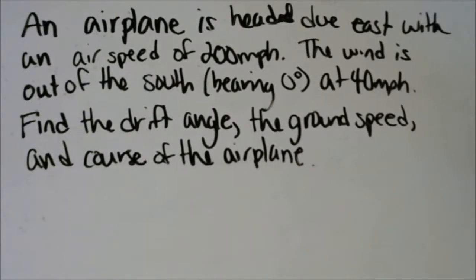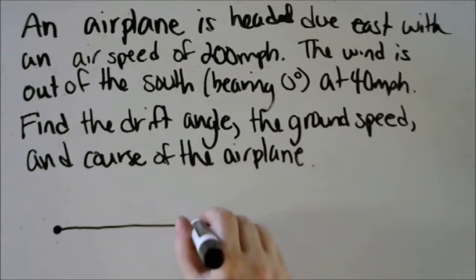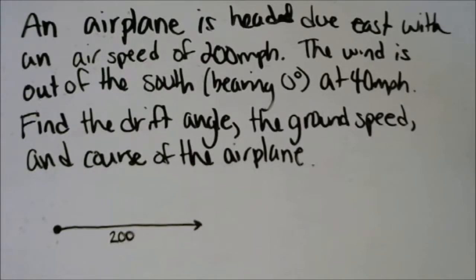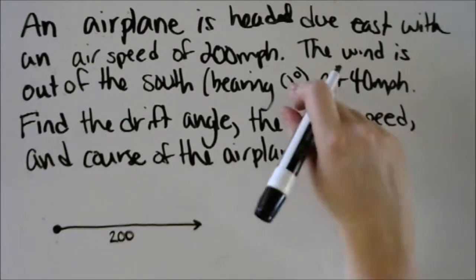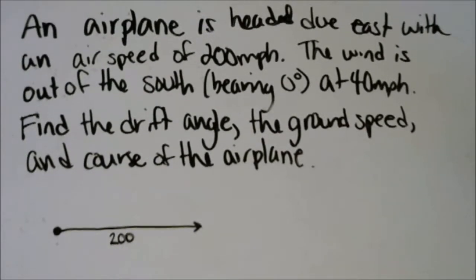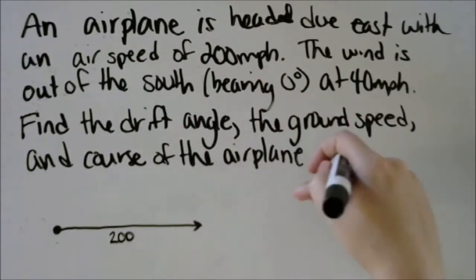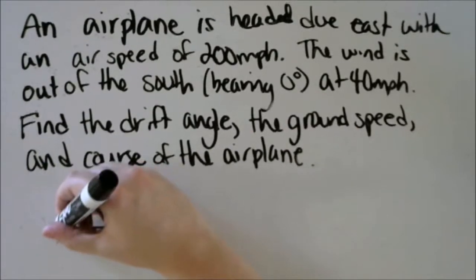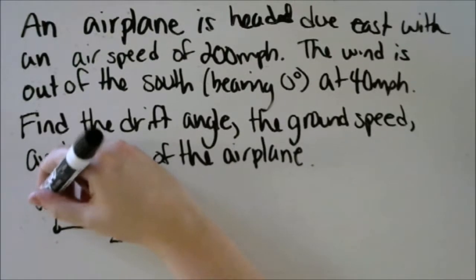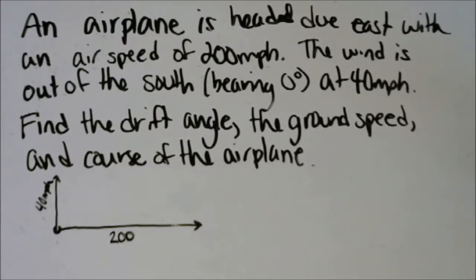Well, let's start with a vector originating, and we'll call this 0, 0. So we're going to go towards the east, and we're going to label it with its magnitude, which is 200. Then we have a wind out of the south. Now, notice they say the bearing is 0 degrees. This is not 0 degrees on our standard plane. This is a bearing of 0 degrees, which actually begins at the north and rotates clockwise. So a bearing of 0 degrees means straight up. And so the wind is acting at 40 miles per hour. And the question is, what way does the plane go?